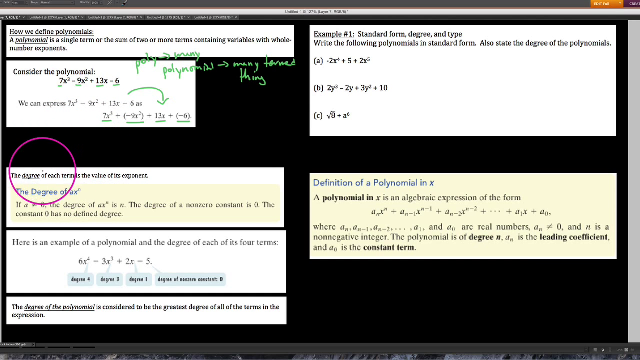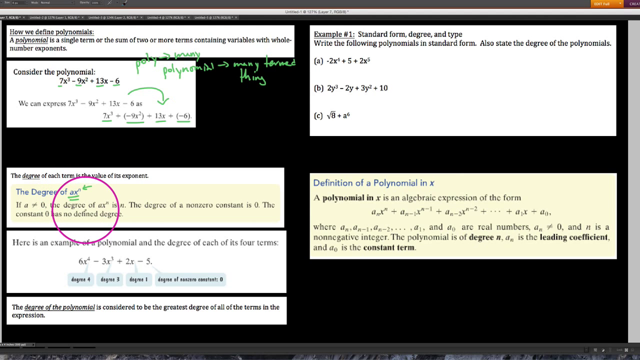Moving on, the degree of each term is the value of its exponent, okay? So when we look at a single term here, we say some ax to the n power, where n is some whole number here that's positive or at least non-negative. We would say that the degree of this term here is just n, where a is not 0. We say a is our coefficient of this. If a were 0, basically 0 times x to the n would just be nothing in the first place, and you wouldn't have a polynomial, really.